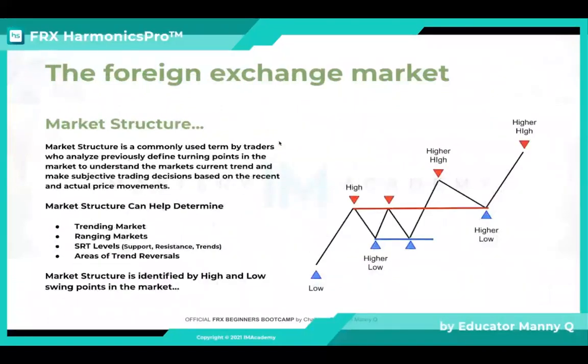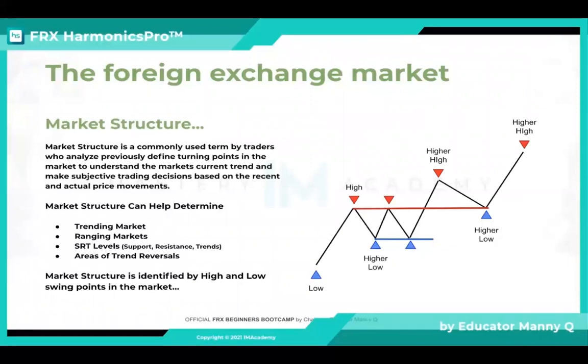Now, moving forward from here, we're going to start off or continue today's bootcamp by talking about market structure. Now, ladies and gentlemen, market structure is by far one of the most important aspects of trading within the financial market. Everything in the market boils back down to market structure.